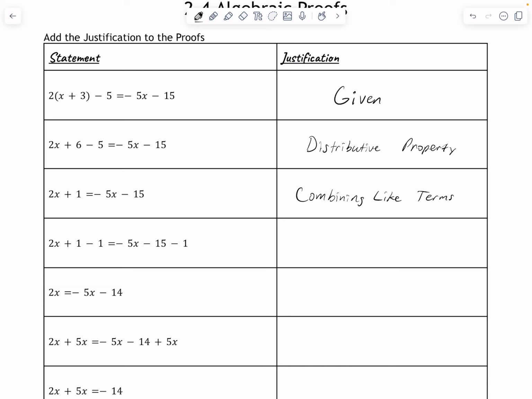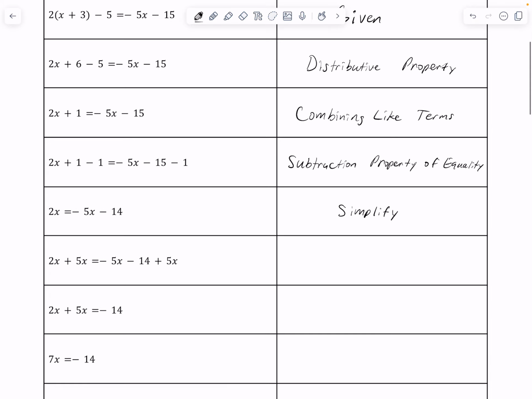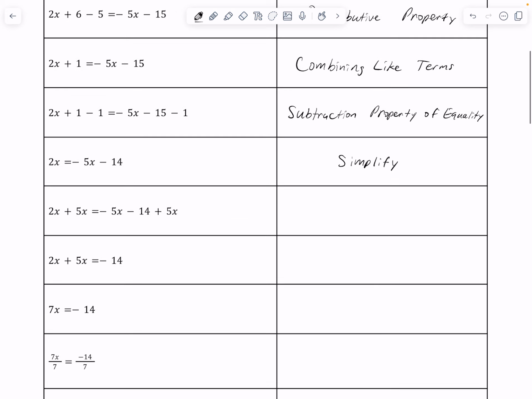Okay, now to get to the next step, we're going to take that 1 and move it to the other side by subtracting 1. This is called the subtraction property of equality. Then once we do that, we're going to simplify, right? Because the idea is that the +1 and the -1 should become 0, and then -15 minus 1 actually should be -16 there. Don't worry about that error.